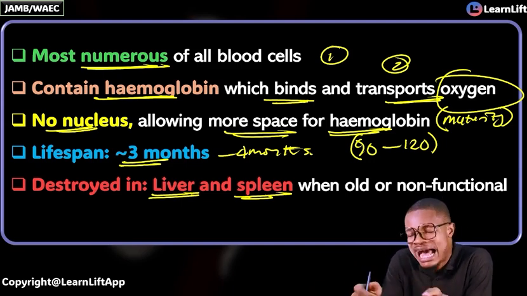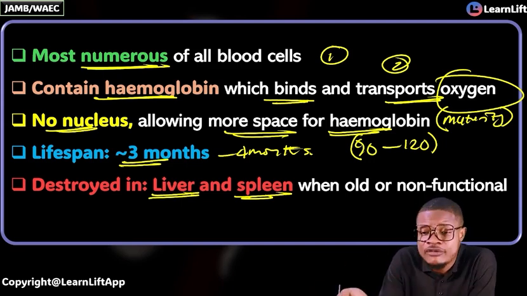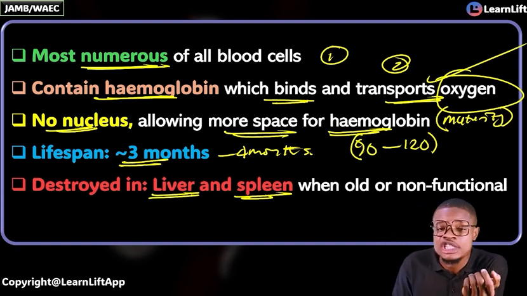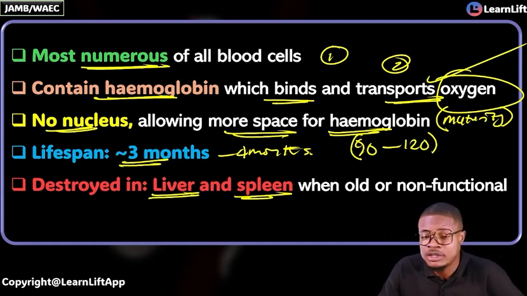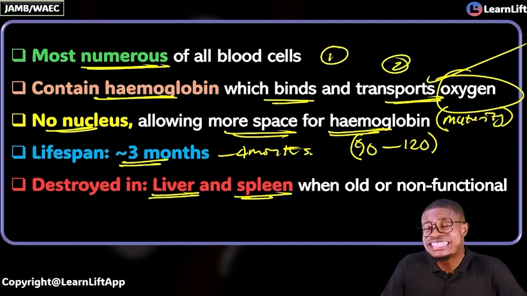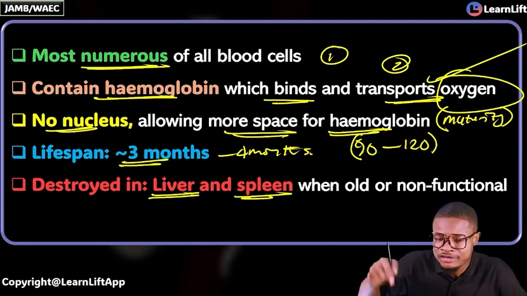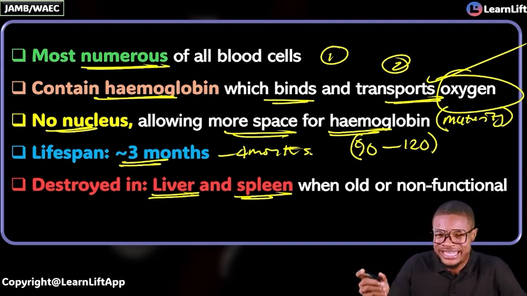So when they are old and non-functional, how do you know they are non-functional? They can no longer transport oxygen. Are you seeing it now? So they will be destroyed in the spleen or in the liver. So what is the graveyard of red blood cells? Liver or spleen is the graveyard.